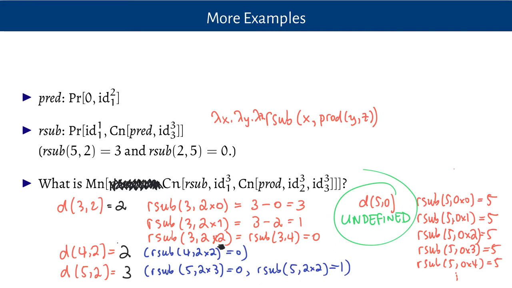Now, what is this kind of function that we've got? It's a kind of division function. D of x and y is x divided by y rounded up to the nearest whole number. And of course, x divided by 0 is undefined.